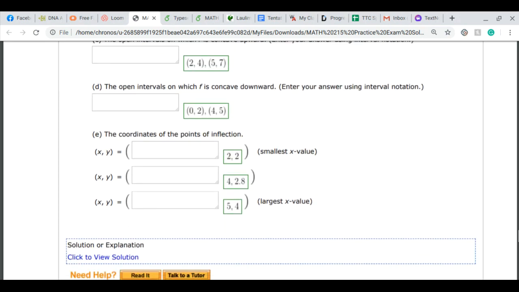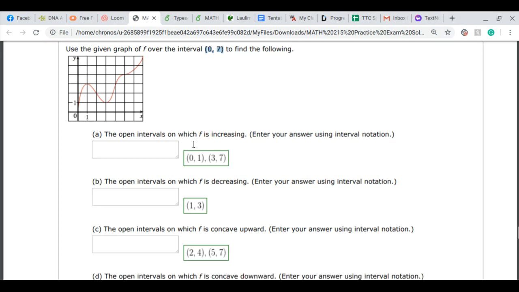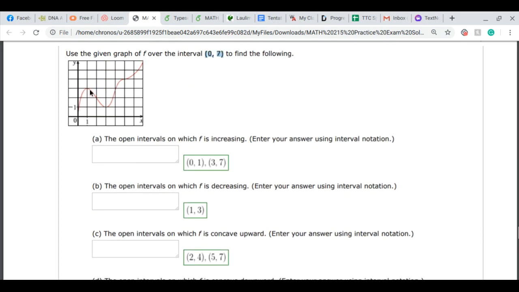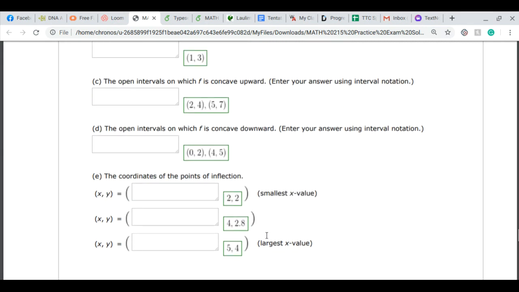Now, coordinates of points of inflection. Recall that points of inflection mean x values for which the function changes its concavity. The function changes concavity when it changes from concave down to concave up or vice versa. Well, look, it changes from facing down on 0 to 2 to facing up from 2 to 4. X equal to 2 is an inflection point. When x is 2, what is the corresponding point in the graph? 1, 2. 2, 2. There we go. There's our smaller x value.